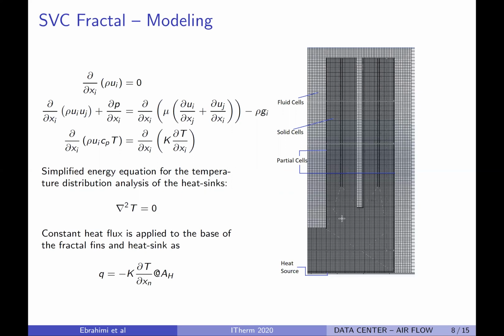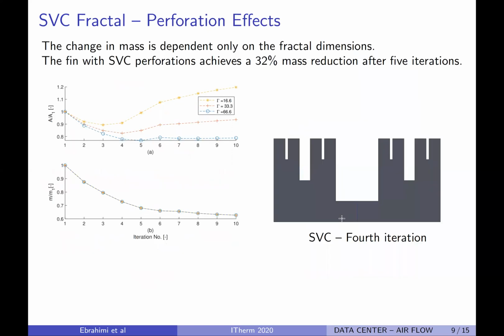The numerical approach is based on a locally refined rectangular mesh near the geometry boundaries. Mesh refinement is performed for the case with the most complicated geometry, which corresponds to the 10th iteration of the SVC fractal. You can find more information about mesh refinement in the paper.